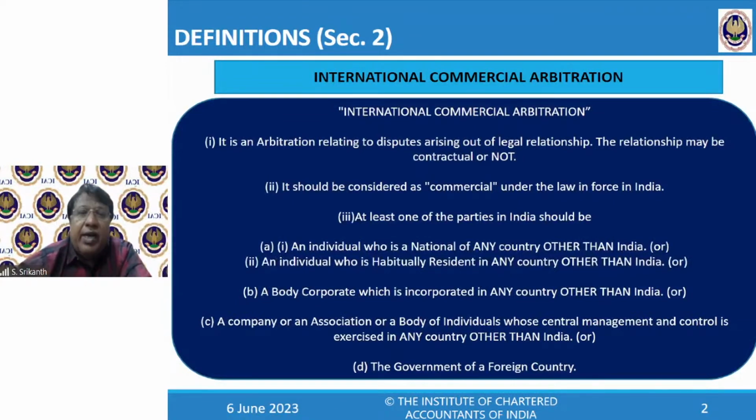Then you have something called international commercial arbitration. Okay. It is an arbitration relating to disputes arising out of a legal relationship. The relationship may be contractual or not. Okay. Why do they say legal relationship? Because suppose there is some damages, then though there is no contract, there is a legal relationship.